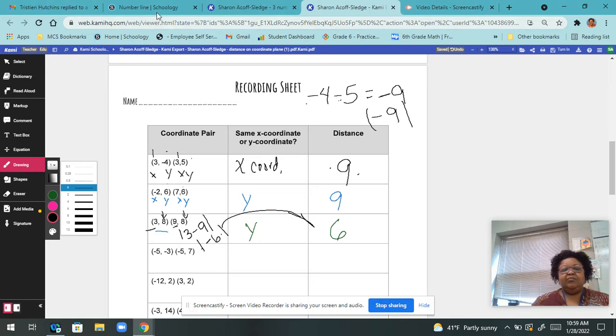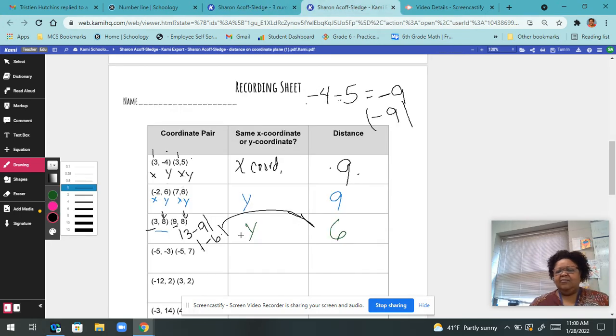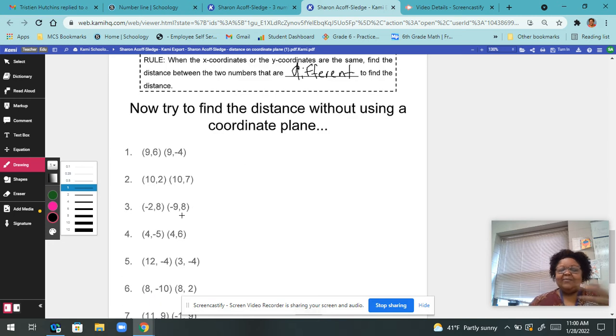So let's see if you believe me. 3 minus 9, where's my number line? So 3, and then I'm going to subtract 9. That means I'm going to go 9 in that direction. 1, 2, 3, 4, 5, 6, 7, 8, 9. I end up at a negative 6. Y'all believe me yet?